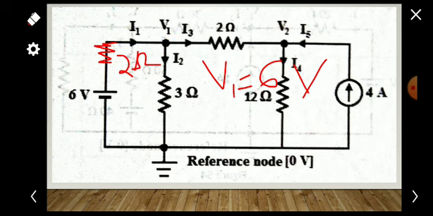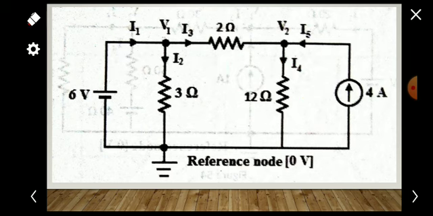Then we have to write the KCL, Kirchhoff's current law, for this node. I1 is equal to I2 plus I3, and using that equation we have to find the node voltage V1. But in this case there is no need to find V1, it is already given in the question. So while reading the question, observe the circuit well.